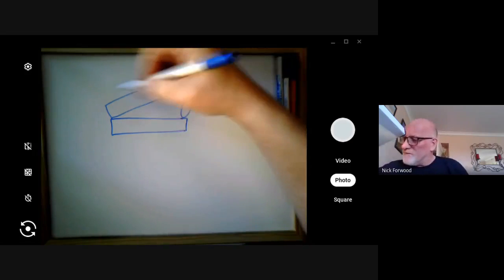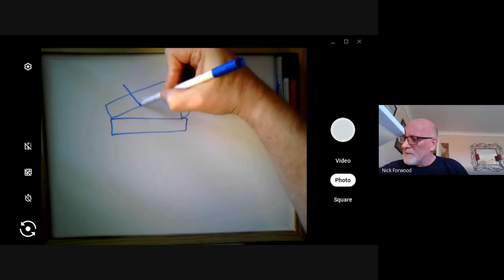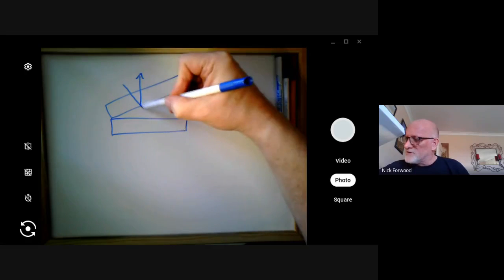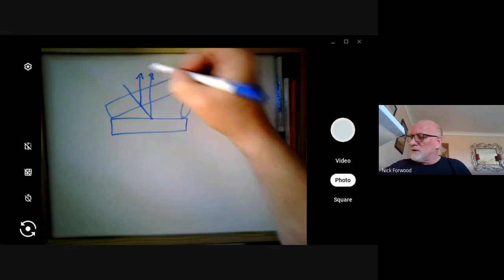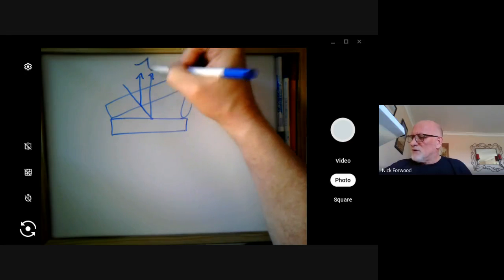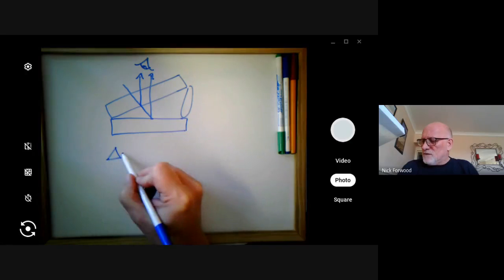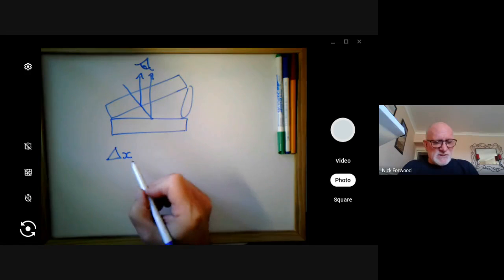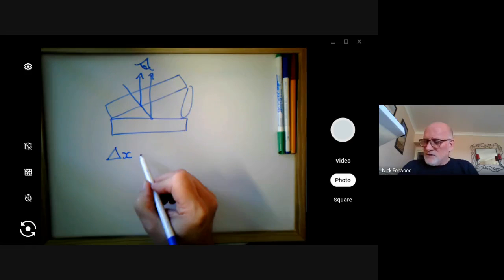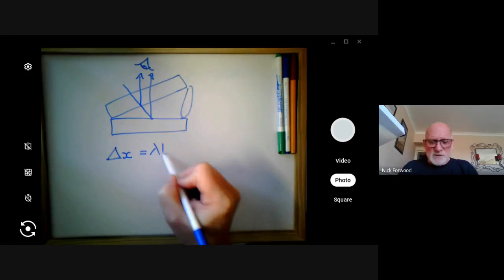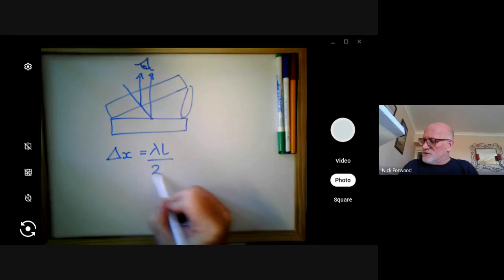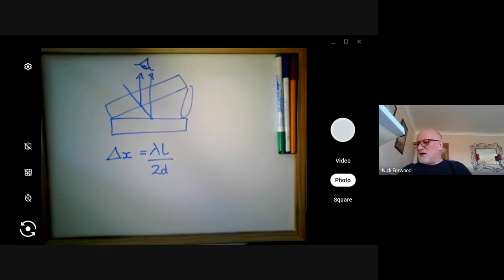So you get a reflection from here coming back up, you get another reflection from here coming back up, and then you have a look somehow at the interference pattern of these two reflections, and you use some maths, and you end up with a formula, and the formula is on the formula sheet. Delta x equals lambda L over 2D. So this is the air wedge formula.